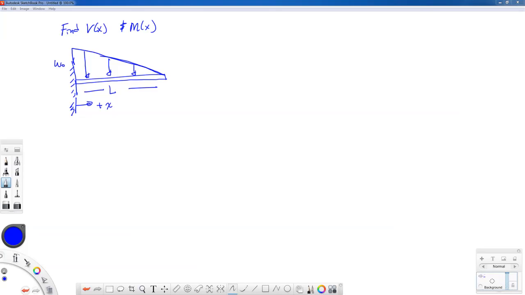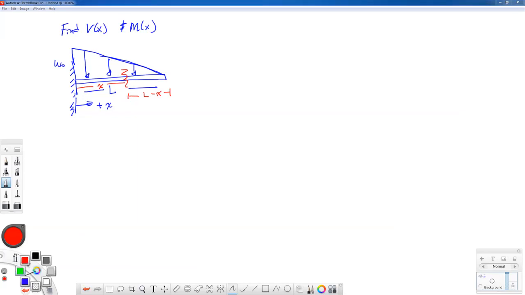I need to make a free body cut at an arbitrary position x. Now, to emphasize that I'm making the cut, let me switch colors. I'm going to cut this at some position x. That means that the distance from the wall to that cut is distance x. And if the entire beam is length L, that means that the remaining distance is L minus x.